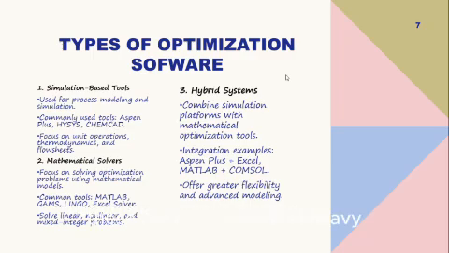Second, mathematical solvers such as MATLAB and GAMS. These are more equation-heavy. They are excellent when you are dealing with systems of constraints or optimization equations. For example, GAMS is often used in logistics and supply chain problems. Third, hybrid systems. These combine the modeling capabilities of simulation tools with the mathematical rigor of solvers. This hybrid approach gives more flexibility and can handle complex real-world problems better.